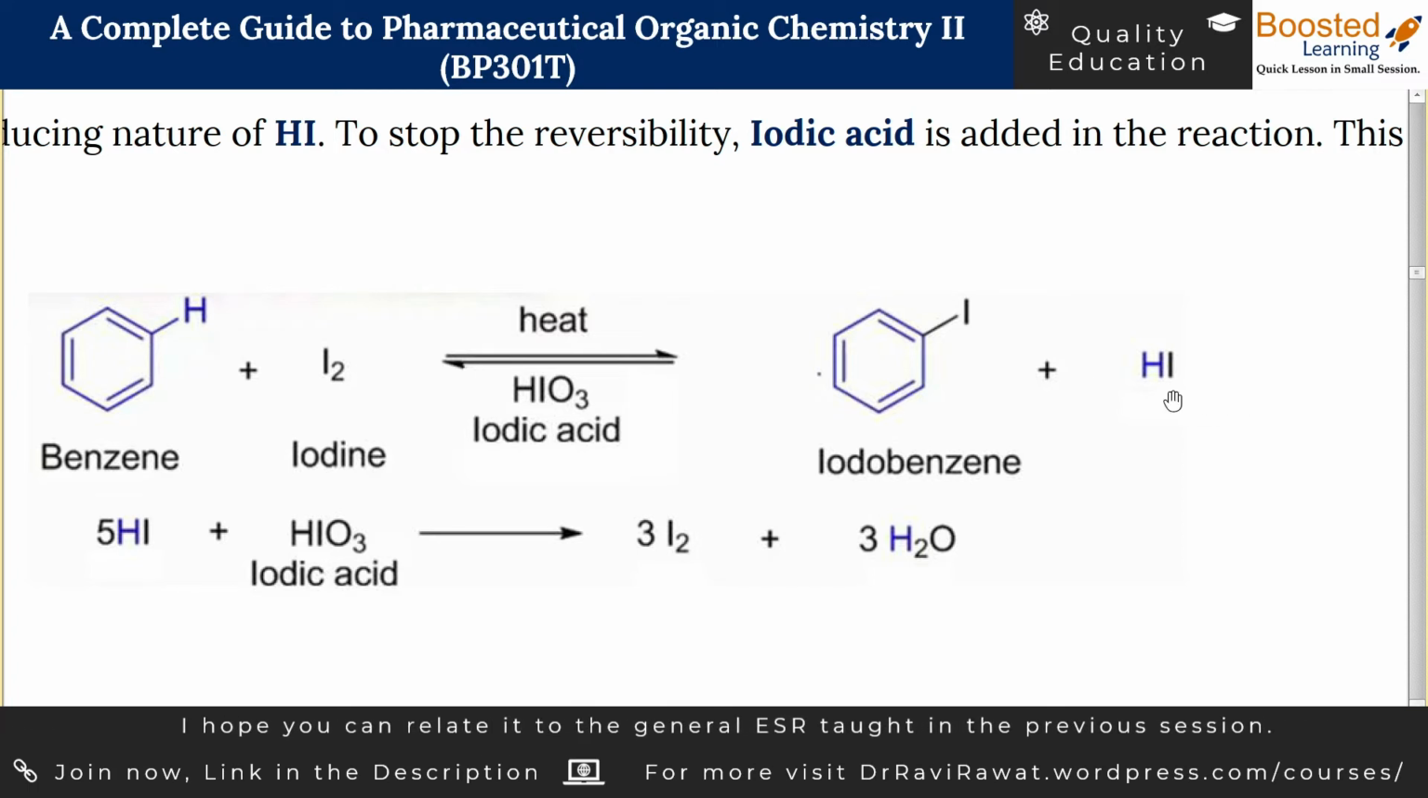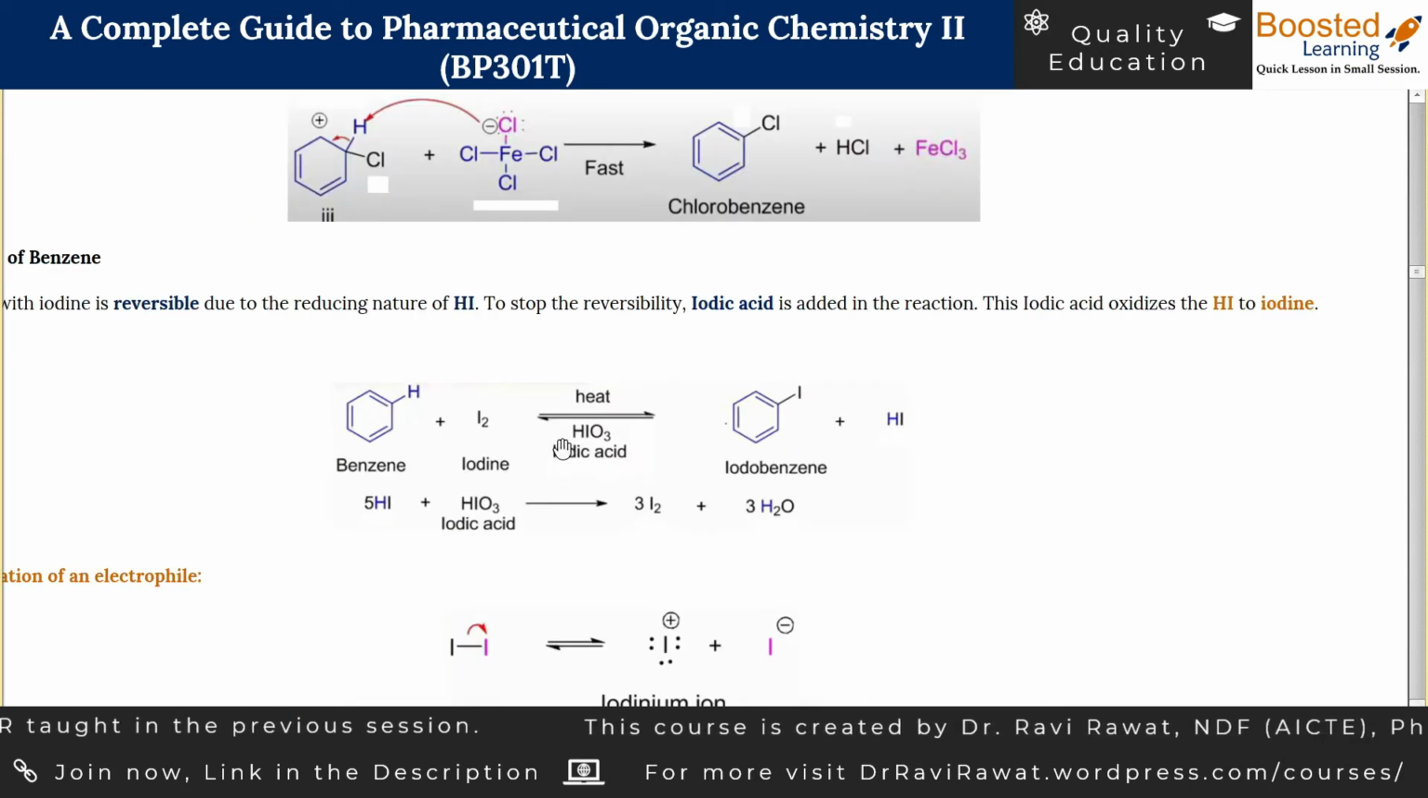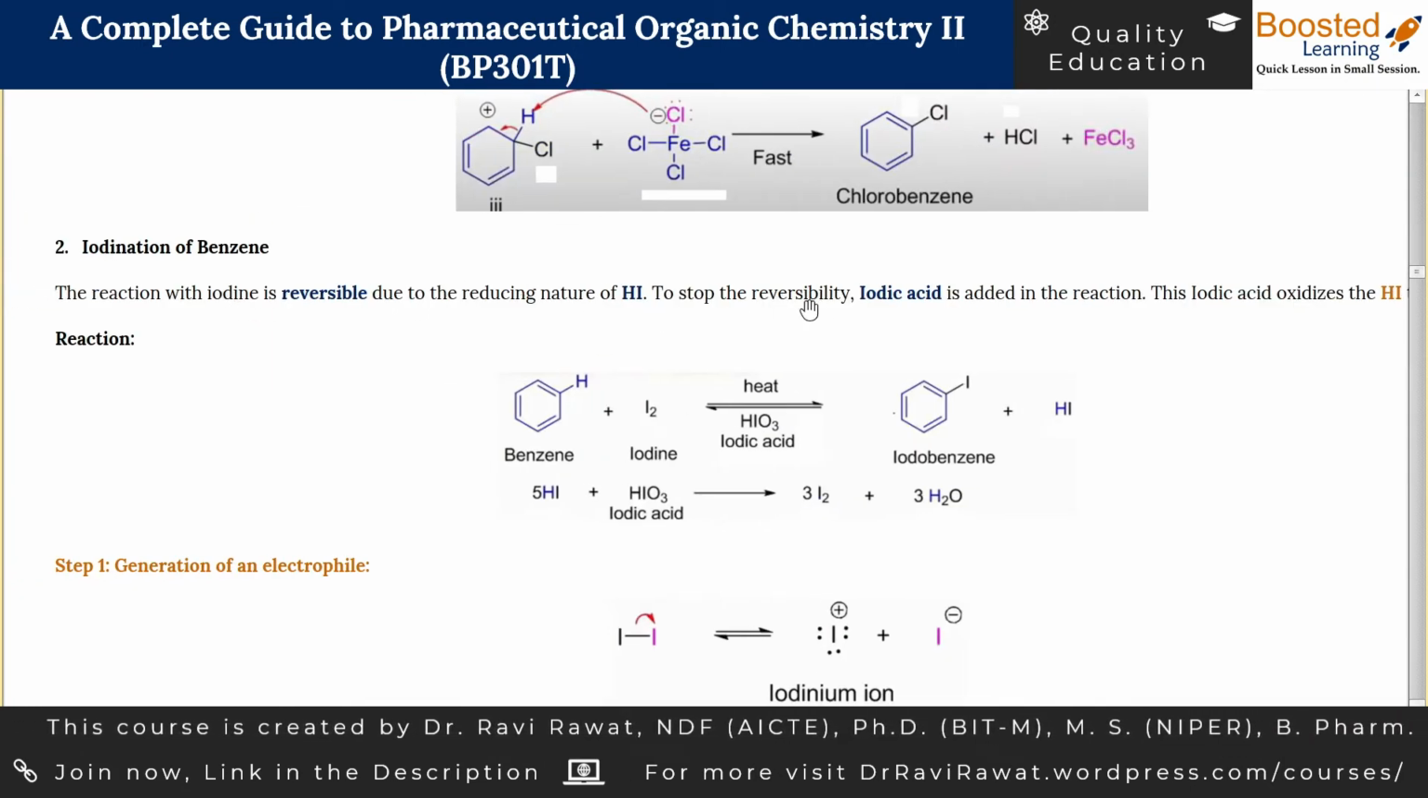In order to solve this problem, we are going to use one oxidizing agent, which is iodic acid. It will react with the side product, hydroiodic acid, and convert it into molecular iodine. So one of the reagents is getting regenerated. This way, the challenge of hydroiodic acid converting iodobenzene back to benzene can be solved if you use iodic acid alongside your reaction. This is what is written over here.